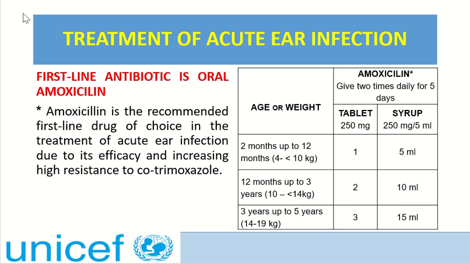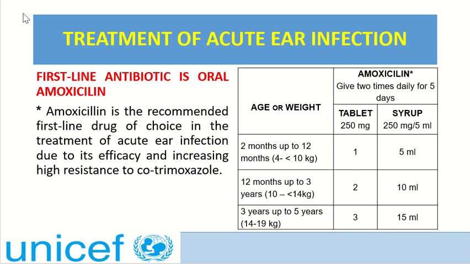About antibiotic treatment. For acute ear infections, the first line antibiotic is oral amoxicillin. Amoxicillin is the recommended first line drug of choice in the treatment of acute ear infections due to its efficacy and increasing high resistance to cotrimoxazole.